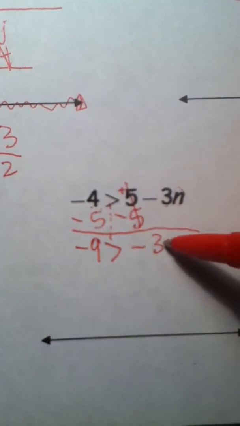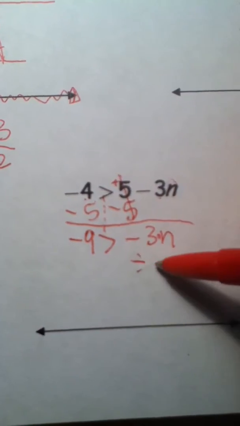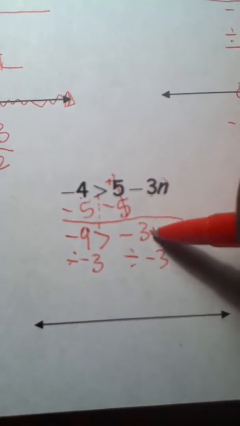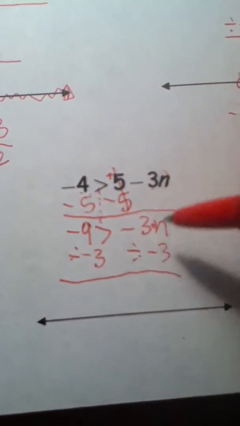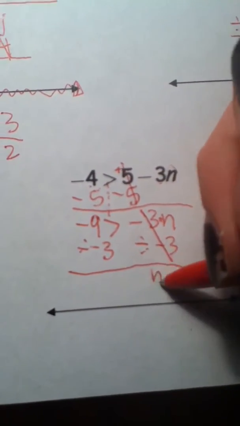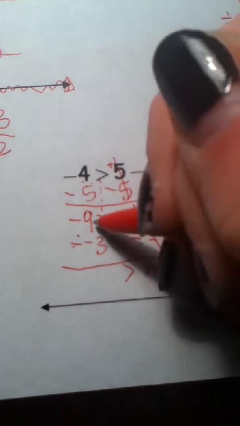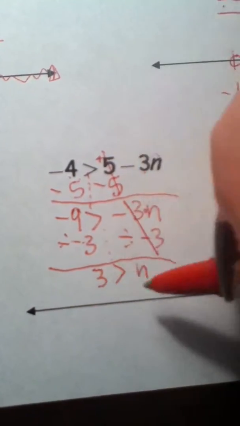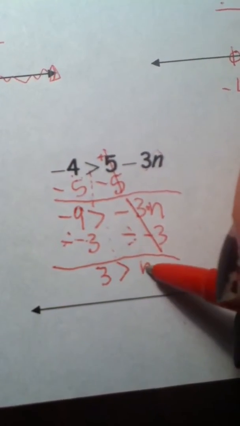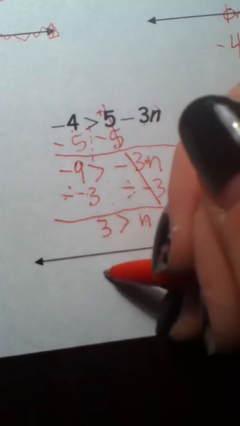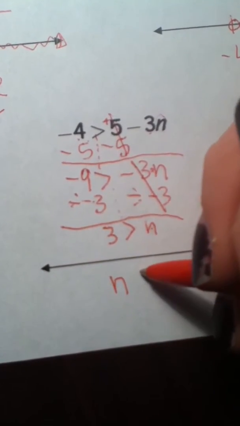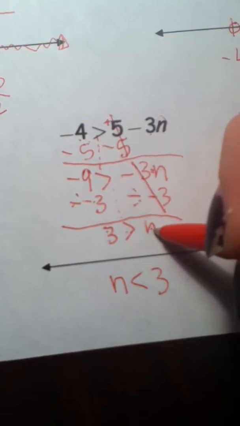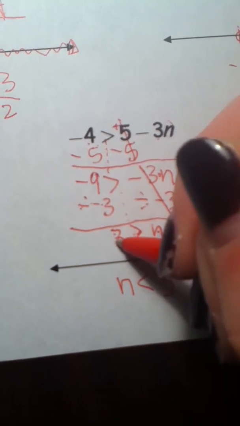Now, negative 3 times n, this is like our last example. We're going to divide by negative 3 on both sides. I want to do the opposite of multiplication, so that's why I'm dividing. These divide out. We're just left with 1n. Carry down our sign. Negative divided by a negative gives us a positive 3. 3 is greater than n, or if we want to rewrite it, we can flip it. N is less than 3. Same way, backwards and forwards. 3 is greater than n, go the other way. N is less than 3.